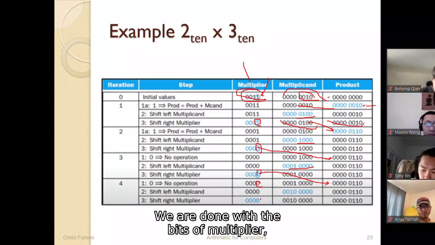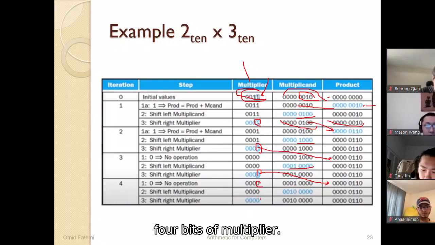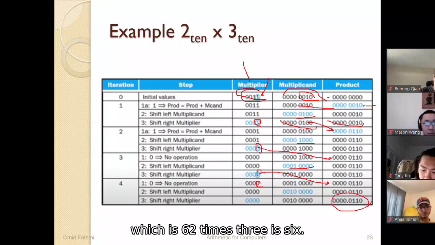We are done with the bits of the multiplier, the 4 bits of the multiplier. The result would be this, which is 6. 2 times 3 is 6. So we have done it.